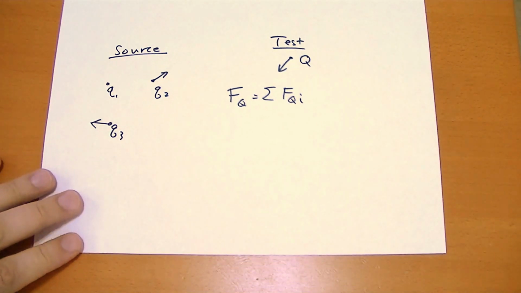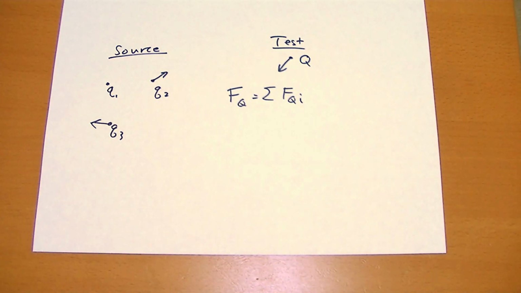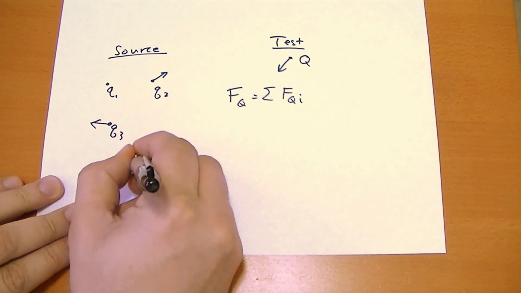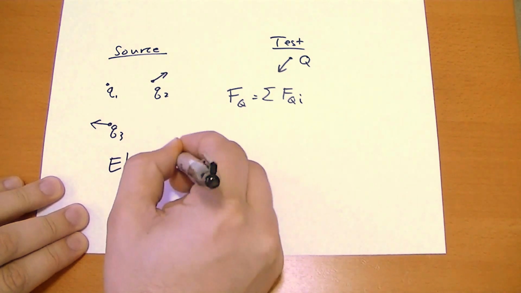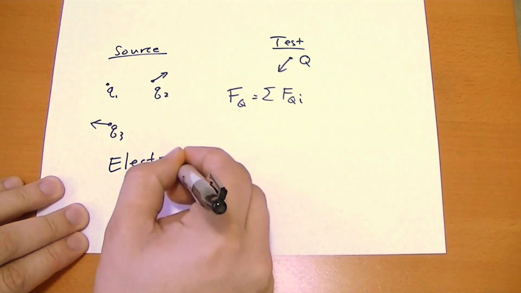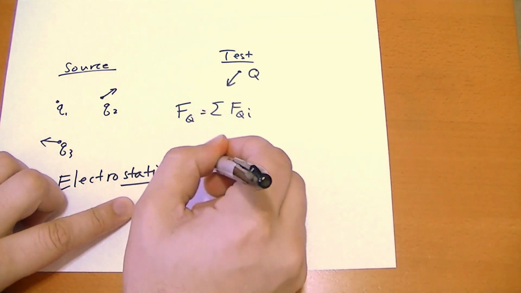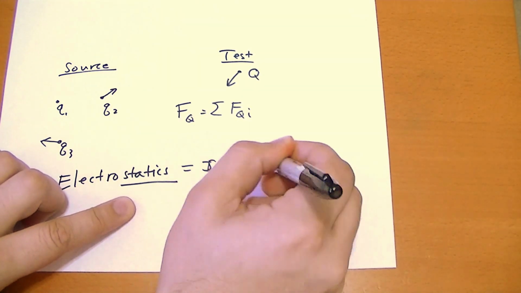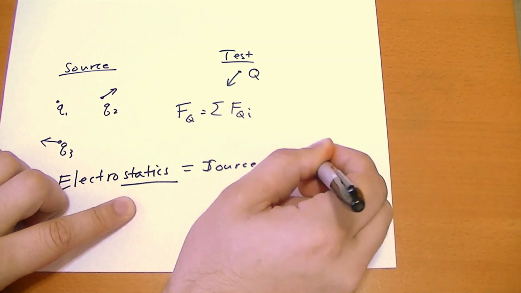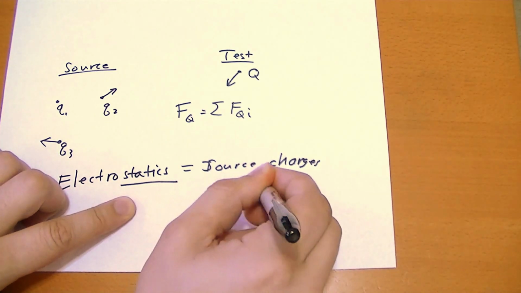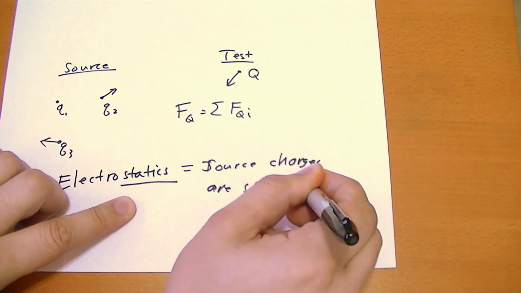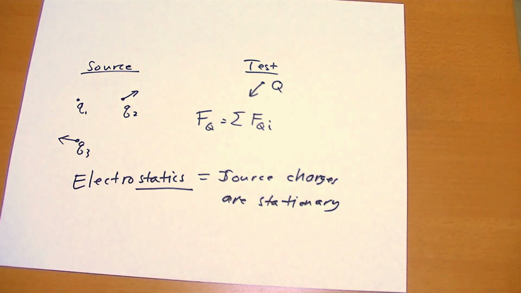So in order to understand that formula, we're going to break down the study of electromagnetics to first electrostatics. And as you might guess, this has to do with not moving. So this is when your test charges or your source charges are stationary. Of course, with reference to the frame of reference we're interested in.